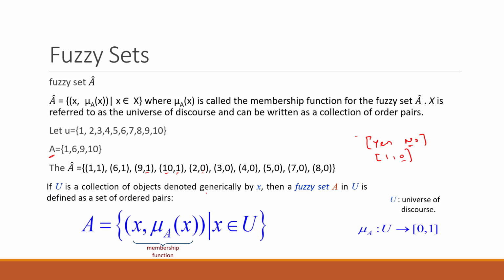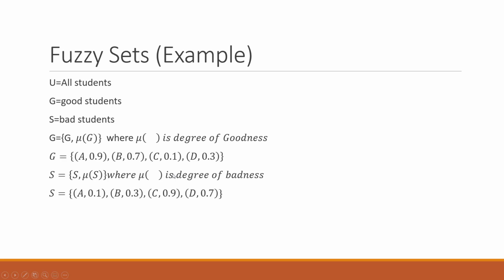If U is a collection of objects denoted generically by X, then a fuzzy set A in U is defined as a set of ordered pairs. So basically these are the ordered pairs. This is a fuzzy set. A normal set will not be in ordered pairs. So you need to remember that in a fuzzy set, every element is an ordered pair. Every element of this is a simple crisp set, and if we construct a fuzzy set, then we will write it in this form. Further, I will discuss this with another simple example.